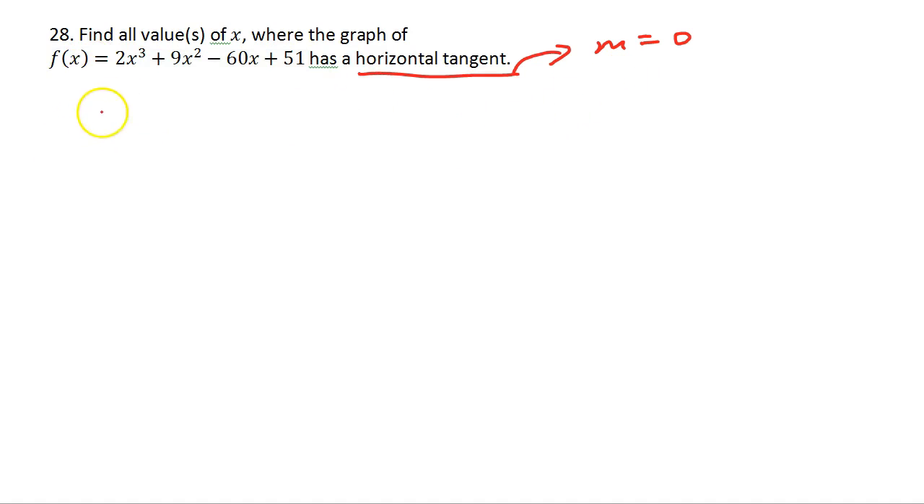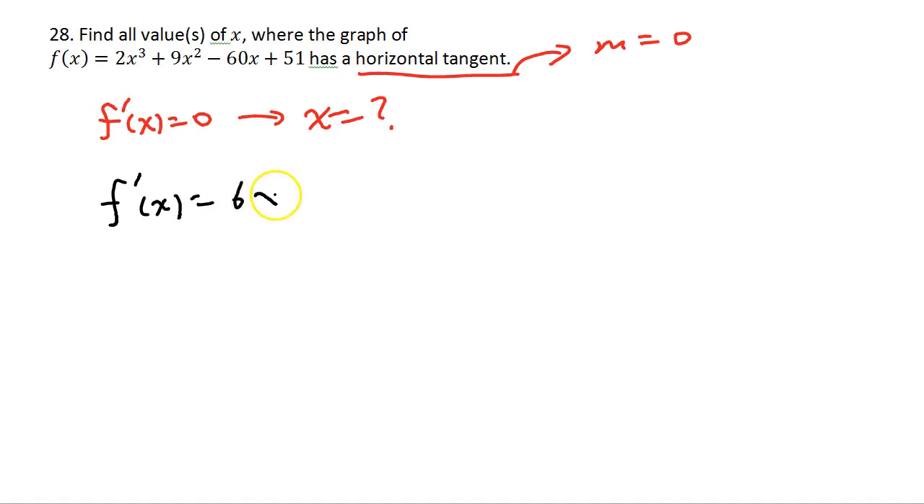In other words, this question is just another way of saying find the x values where f prime of x is equal to 0. That's what it is. So what should x be? That's basically the question. All right, let's differentiate.